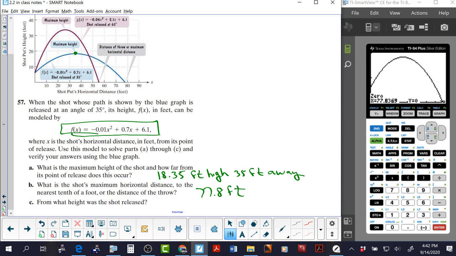From what height was the shot released? Well, shots are released when x is 0. So those are 0, so 6.1 feet.